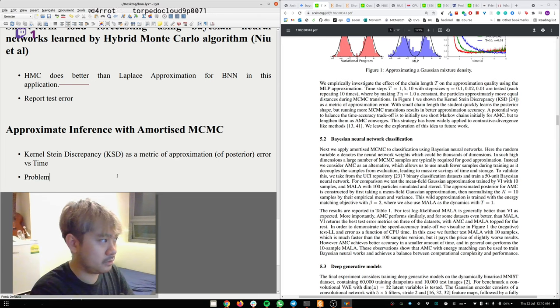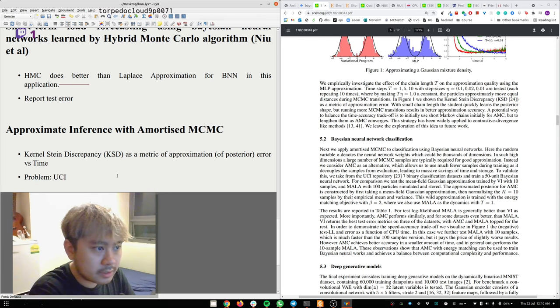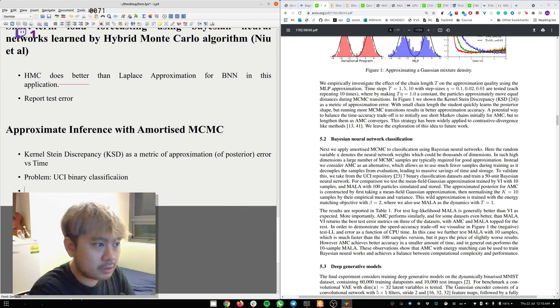So, problem: UCI binary classification. Setup: MLP, one layer, 50 units.